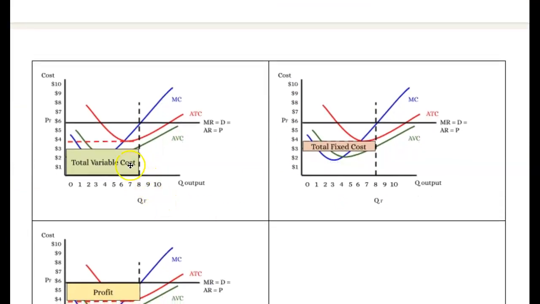Over here, total variable cost, kind of the same thing. You've got your quantity that goes where MR equals MC. You would take this to where it intersects the AVC line and then over to price. So your total variable cost would be in this box right here.